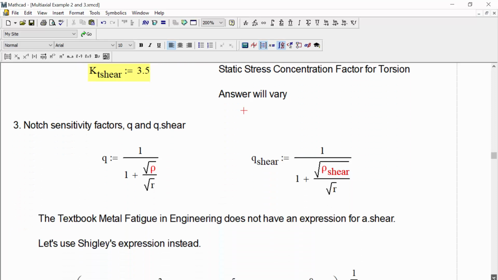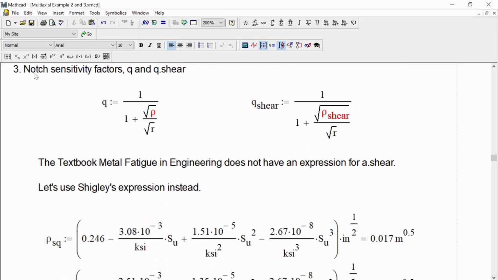Now that we've got our static factors, let's find our notch sensitivity factors. We decided that we would use Neuber's approach, where the notch sensitivity is equal to 1 divided by 1 plus the square root of rho over the square root of r, where r is the radius of our notch. Well, that square root of rho term is a characteristic length parameter that we need to find.